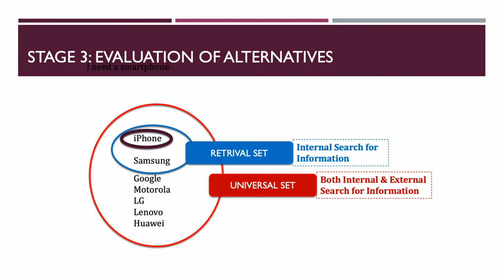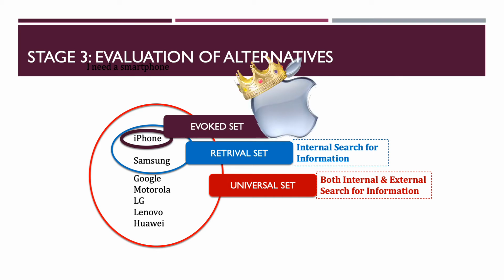iPhone is the only brand that I would consider to buy when it comes to purchase. Therefore, iPhone is the only brand in my evoked set. So Apple is my winner. Since I only have one brand in my evoked set, which is iPhone, that means that I am very brand loyal to Apple, and I have brand loyalty towards iPhone because there are no other brands that can confuse my mind when it comes to buying a smartphone.